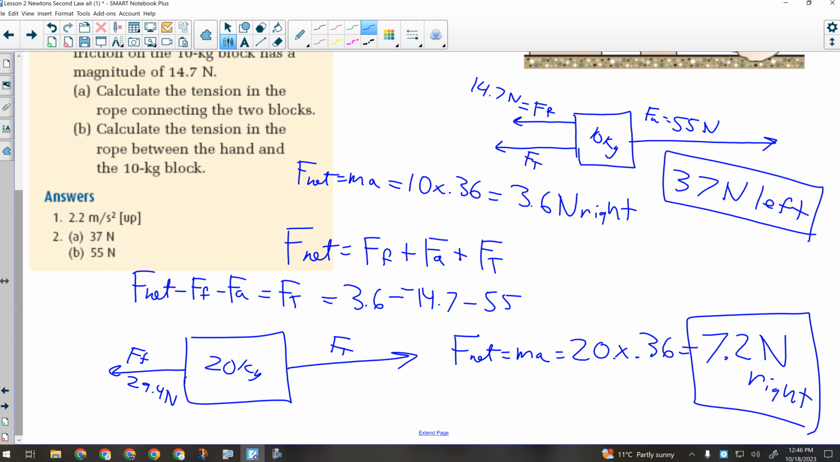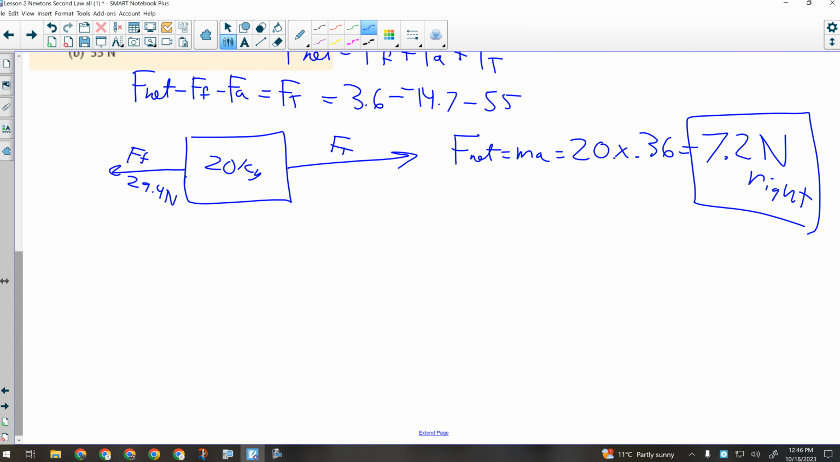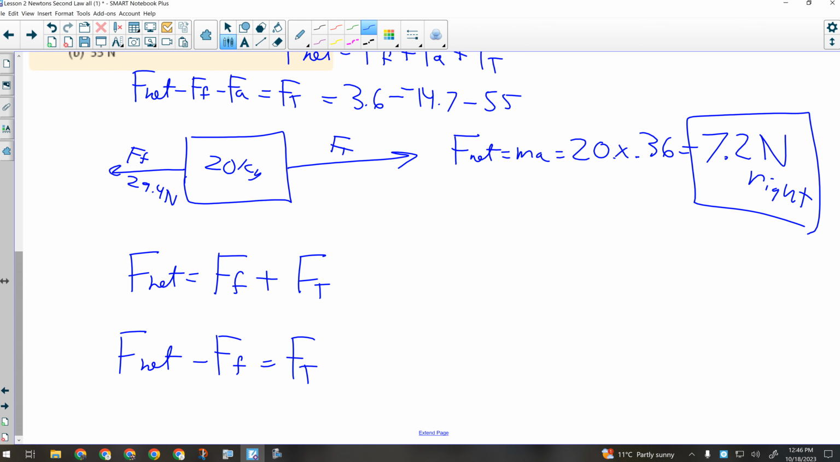What's the other way to calculate net force? M times A and the vector sum of all forces. So on this box, I only have these two forces. So F net, which I know because I just calculated it, equals force of friction, which I know because I calculated it here, plus the force in the rope. So if I subtract the force of friction over, that should leave me with that force that's pulling forwards via the rope.